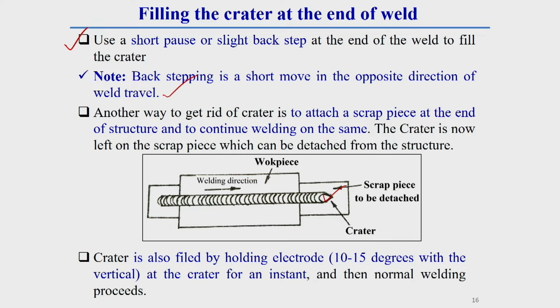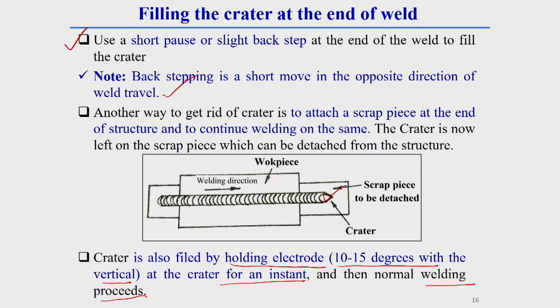The crater is also filled by holding the electrode. You see that the holding angle of the electrode is around 10 to 50 degrees with the vertical. Hold the electrode at the crater for an instant, and then normal welding proceeds. That means wherever there is a crater, hold the electrode for a particular time, and then normal welding proceeds. This way also you can eliminate the crater.